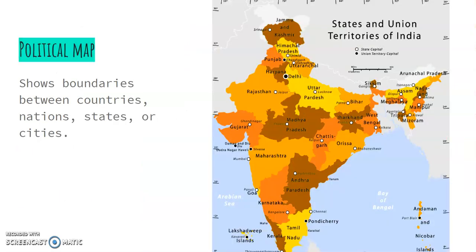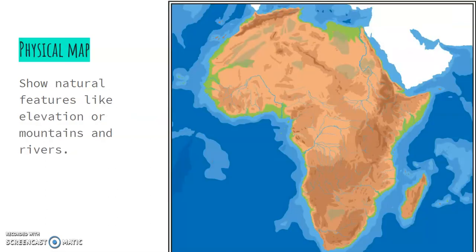Political maps show the boundaries between countries, nations, states, and cities. This is my example here. There's also an example in my room as well. Physical maps show the natural features like elevation or mountains and rivers. Again, you can see the elevation on this African map. The mountains are the darker brown, and then in the ocean, you can see the darker blue is the depth of the water.